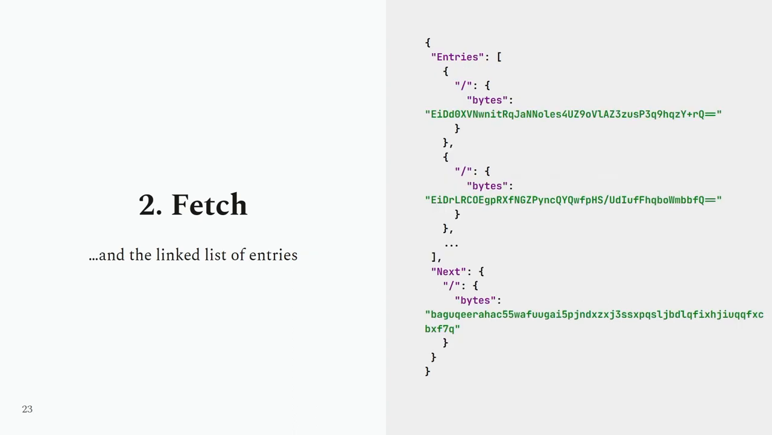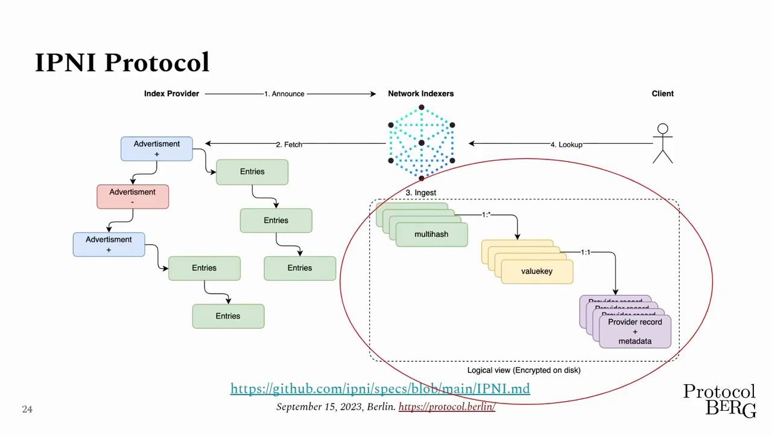Indexers also fetch entries, and this is what the entries look like. The entries are essentially an array of linked lists that contain hashes. There's nothing complicated here, with a link to next, and when the next is nil, you know that you have traversed all the links. It's all very simple. Then the magic happens inside the indexer, which is ingestion, right?